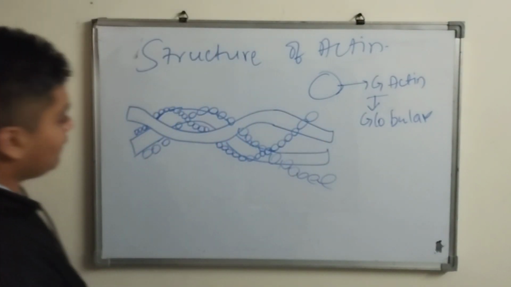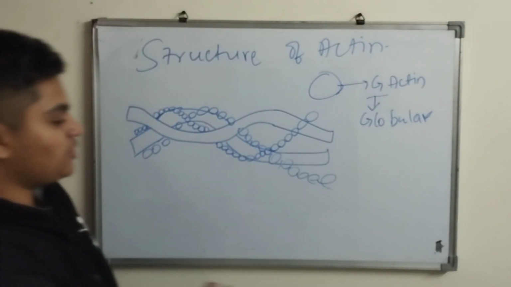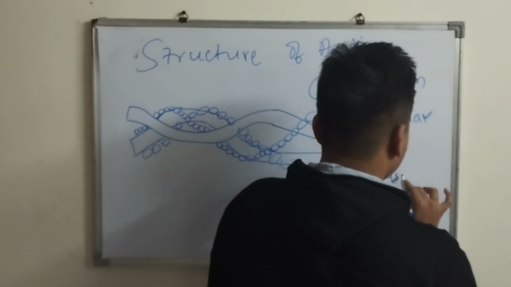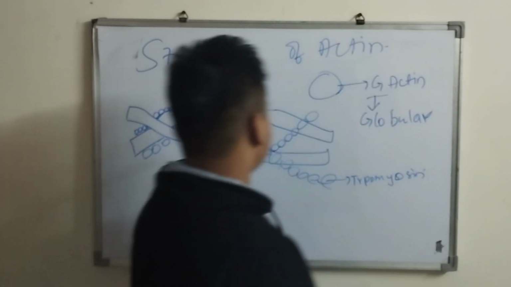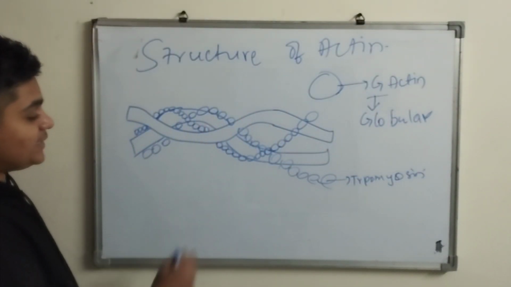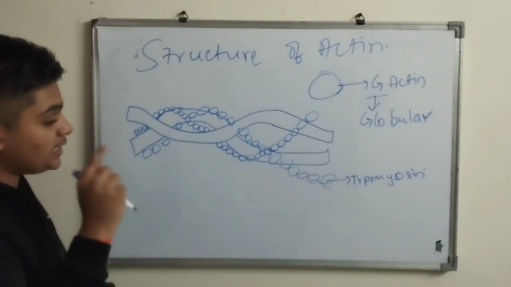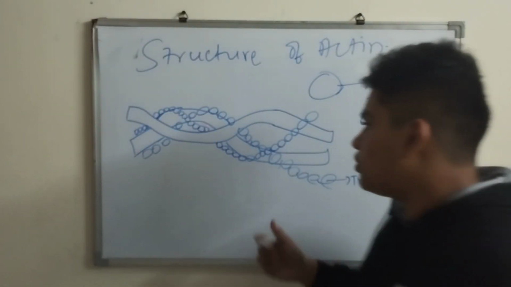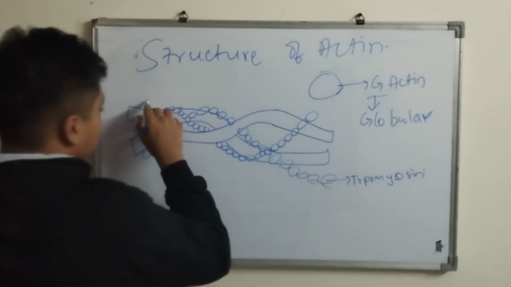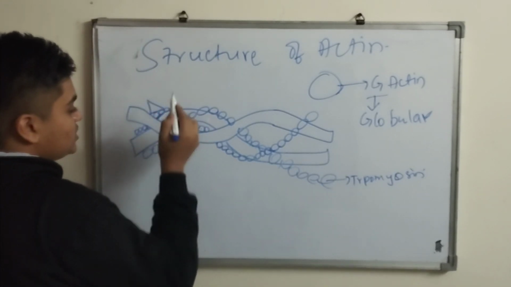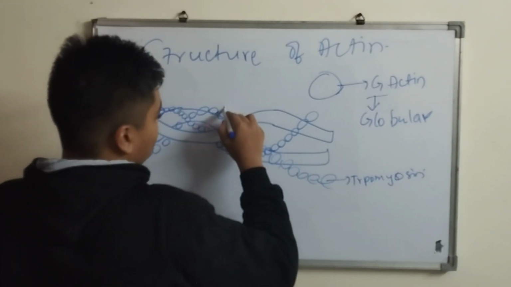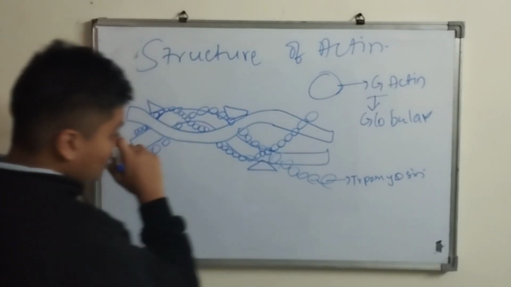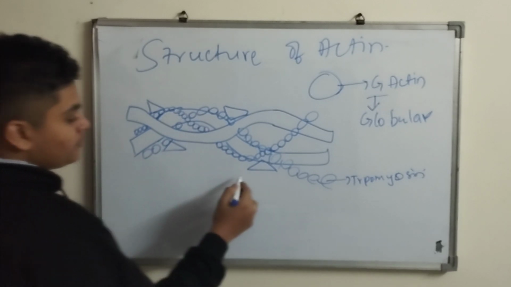Now these are your tropomyosin. At regular intervals, we have extra proteins called troponins, and these triangular parts which I am representing are your troponins.